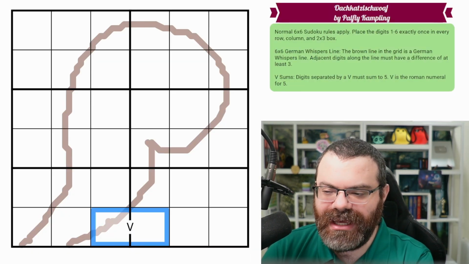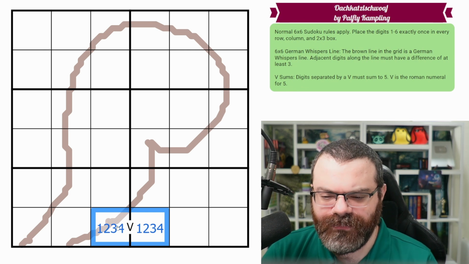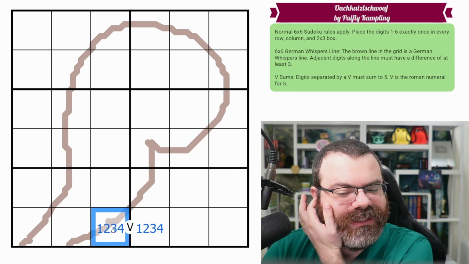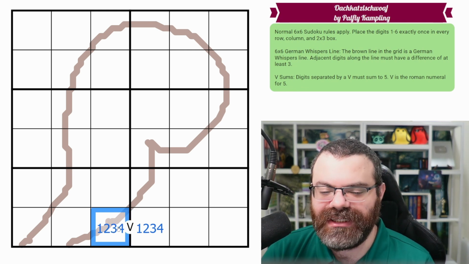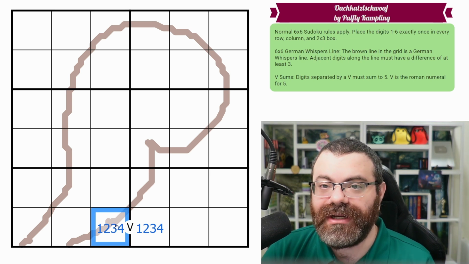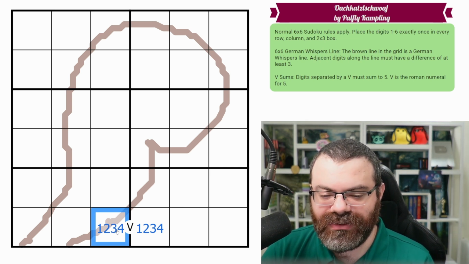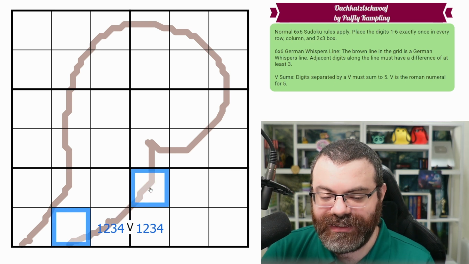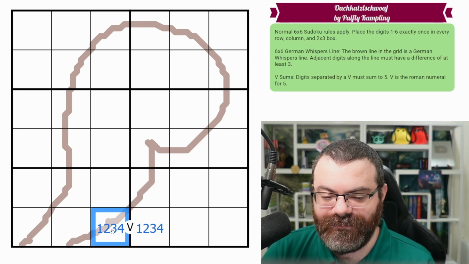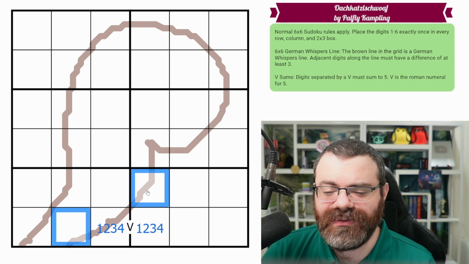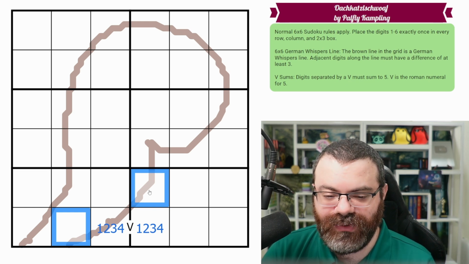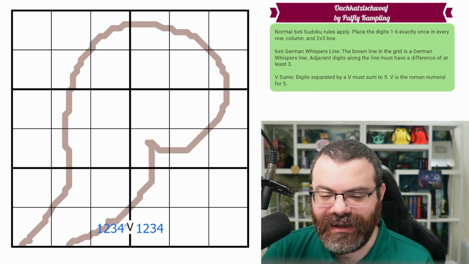All right, I am not above putting 1, 2, 3, 4 here. 3 and 4 are a bit special in German whispers in 6x6 because 3 can only go next to 6 and 4 can only go next to 1. So if this was a 3, for example, this would be 6 and this would be 6. If this was a 4, this would be 1 and this would be 1. I don't see an immediate reason that that can't be true though. So we have to leave that in as an option.